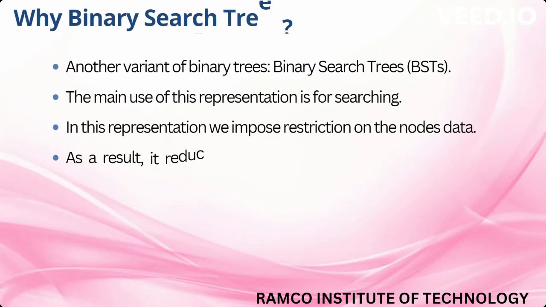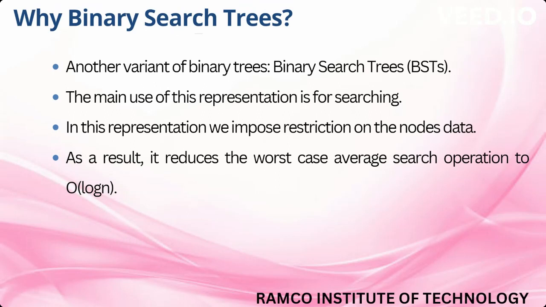First, why binary search tree? In a binary tree, we don't have any restriction on the node's data. As a result, to search for an element, we need to check both the left subtree and the right subtree. Due to this situation, the worst case complexity of the search operation is order of n. In order to reduce this worst case complexity of search operation, we go for the binary search tree. The main use of a binary search tree is for searching. In this representation, we impose a restriction on the node's data. As a result, it reduces the worst case search operation to order of log n.